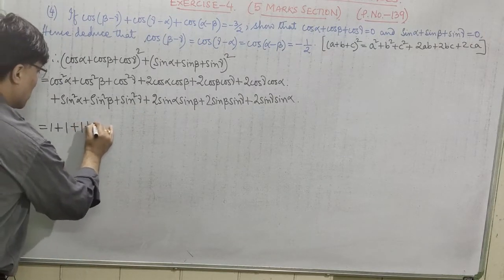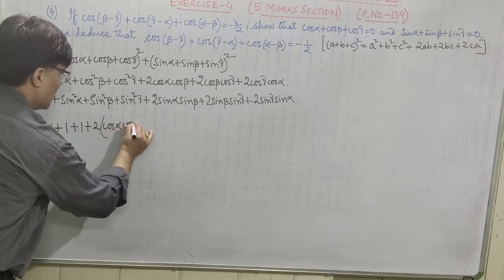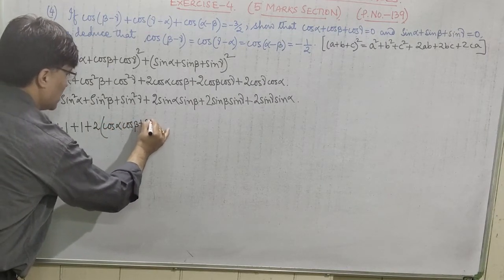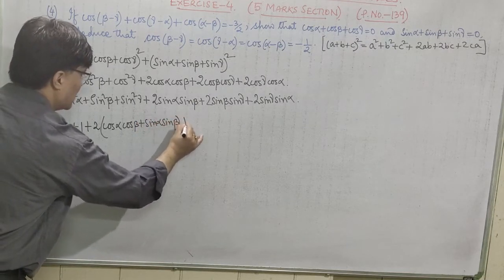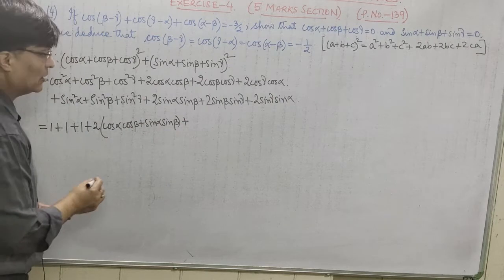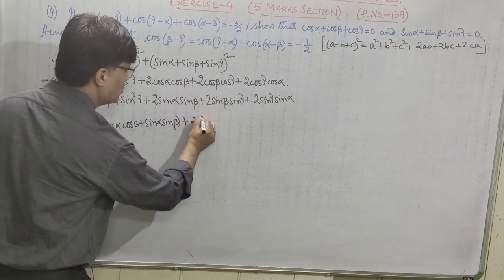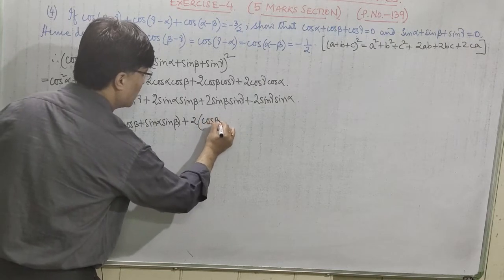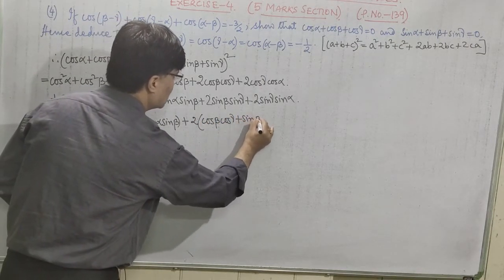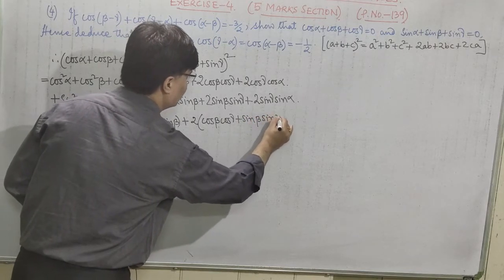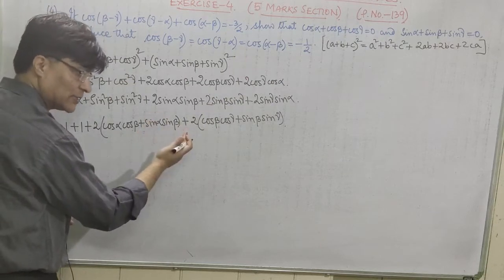Plus 2 is common here. So within the bracket we have cos alpha cos beta plus sin alpha sin beta, right? Plus, similarly, from these two terms, what is common? 2. Within the bracket we have cos beta cos gamma plus sin beta sin gamma. So let us write this one in the next step.